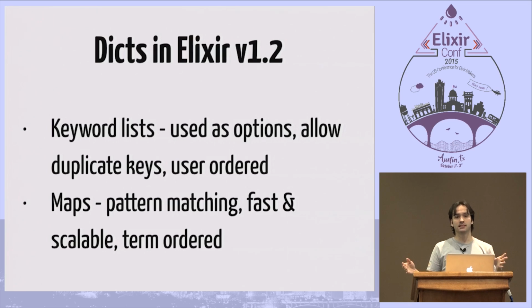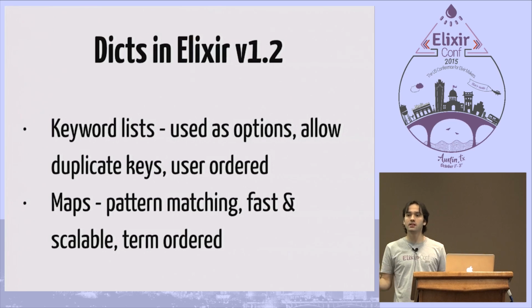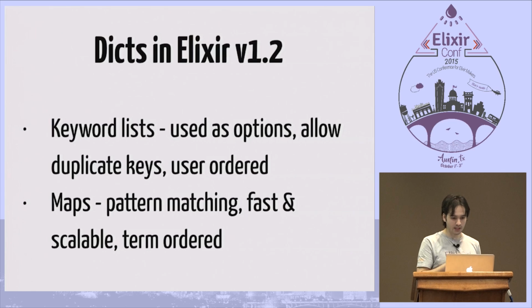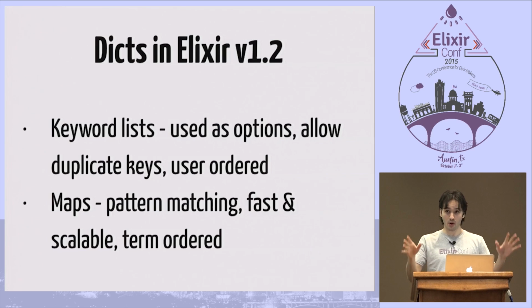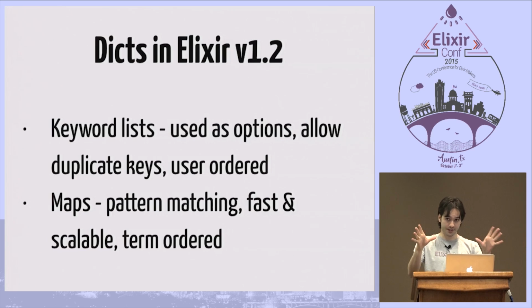Okay? Scalable in the sense that you can put 1 key, you can put 1 million keys, and they're going to be fast. And the difference is that maps, they have their own ordering. We don't have control over the map ordering, different to keyword lists. So now we have 2 options, very clear, straightforward options. They don't really clash with each other. You use one or the other.